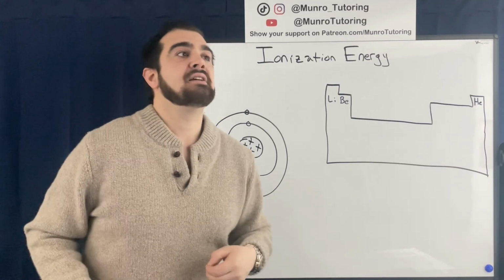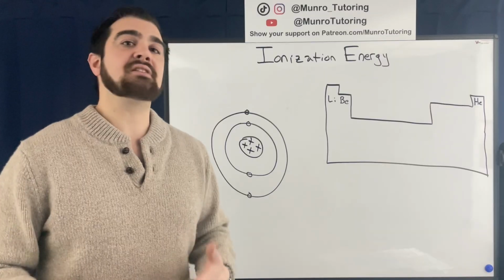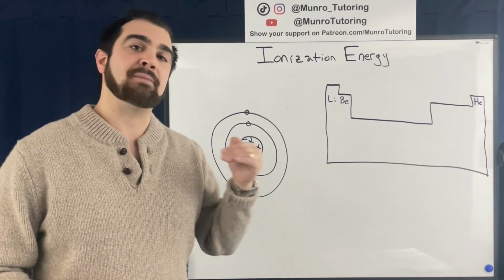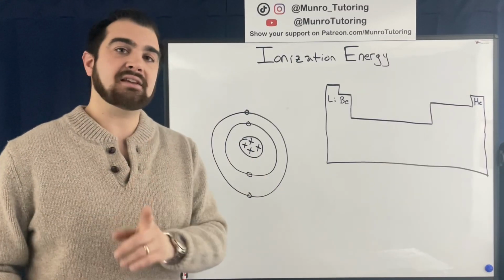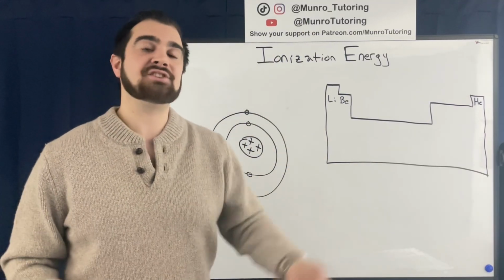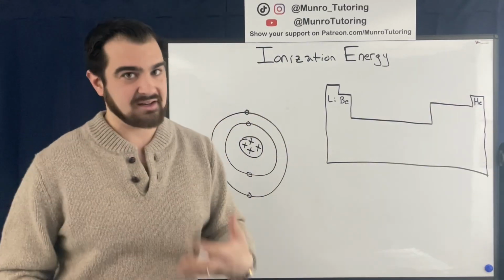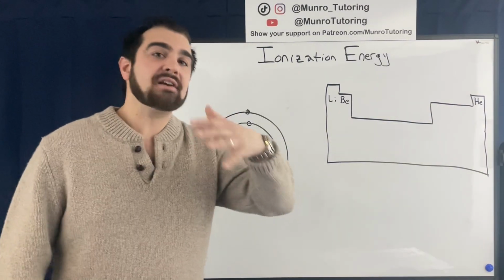So in other words, the ionization energy trend on the periodic table is just going to be the opposite of atomic radius. Since atomic radius increases down and to the left, the ionization energy is going to increase up and to the right as the elements get smaller. Now, there are exceptions.